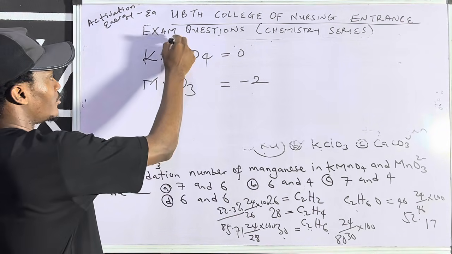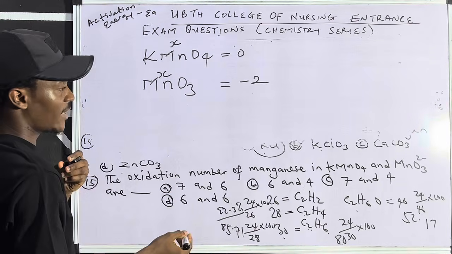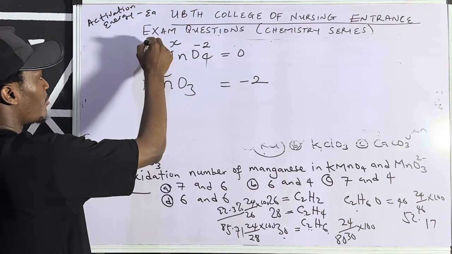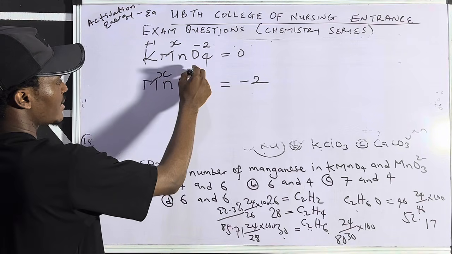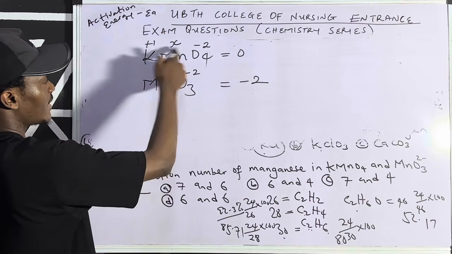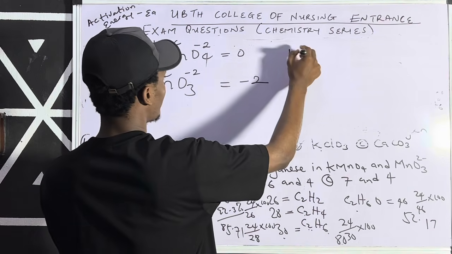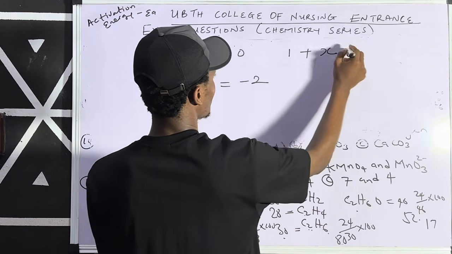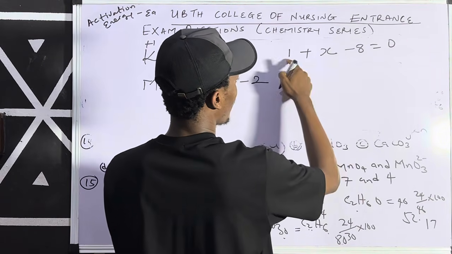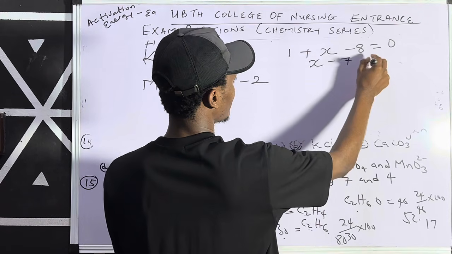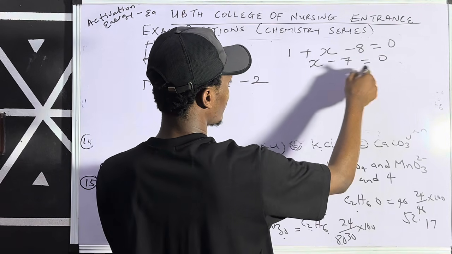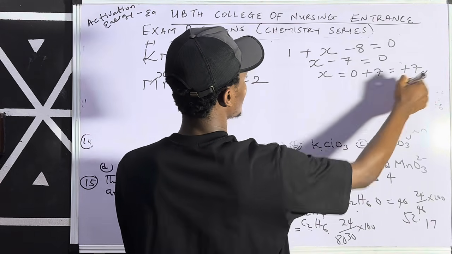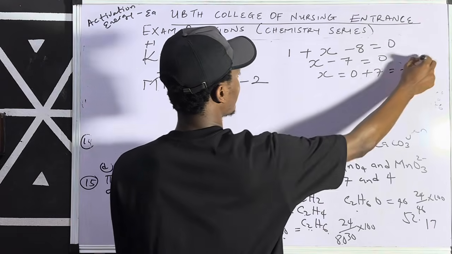Then manganese here is unknown, because that's what we are asked to find. Oxygen in most compounds, the oxidation number is -2. Potassium being a group 1 element is +1. Then oxygen here -2. So what do we do? Take the algebraic sum, which is 1 plus x, then 4 times -2 is -8, equal to 0. 1 minus 8 is -7, equal to 0. So when you move 7 to the other side, it becomes x equal to 0 plus 7, which will give us +7. So the oxidation number of manganese here is +7.